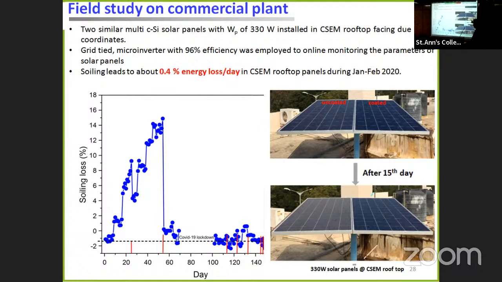So we kept it, and you can see that coated and uncoated panels are kept in the same place. After a few days, maybe the 15th day, you can see the color difference, right? Then it won't go beyond 20 or 30% because the wind always tends to take away some of the thick layer of the dust, but still it has shown a very good impact.